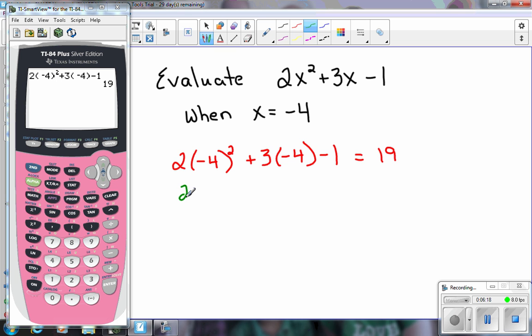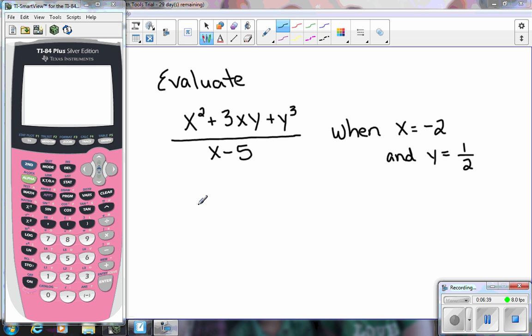Negative 4 squared is 16, so I have 2 times 16. 3 times negative 4 is negative 12. So we have 32 plus negative 12 minus 1. So we have 20 minus 1 is 19. So you can do it by hand, or your calculator. Not hard to do.